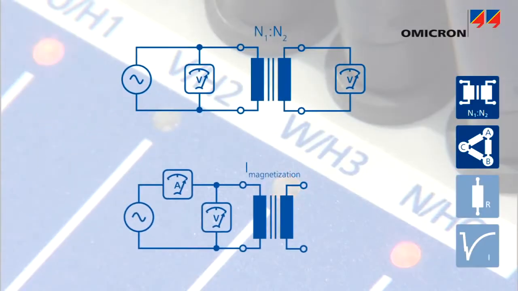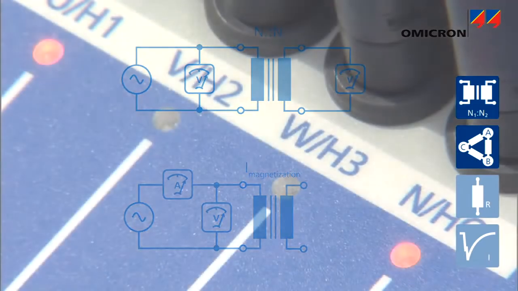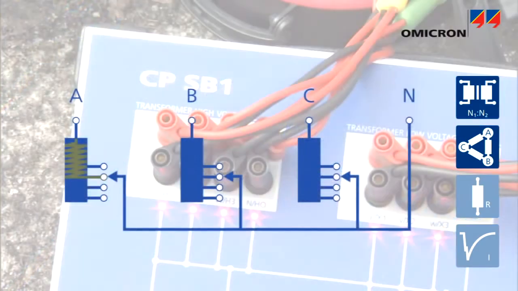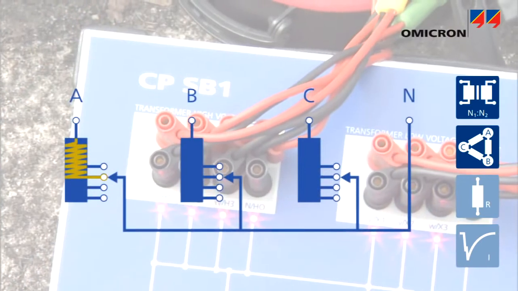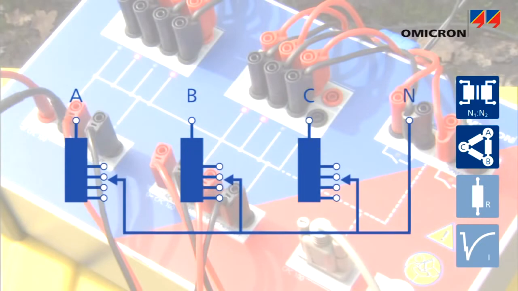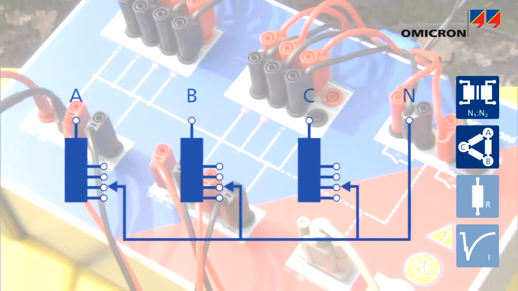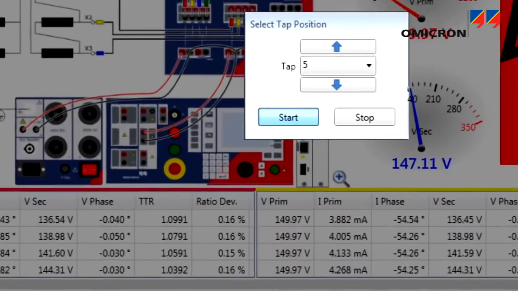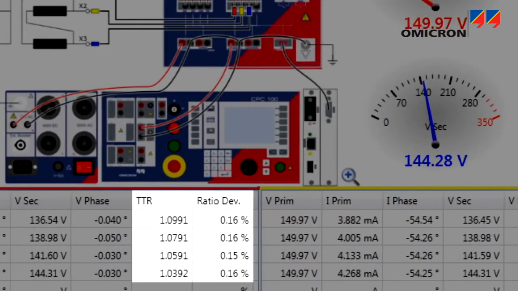When measuring ratio and magnetization current in each tap position, the CP-SB1 switchbox automatically switches to the different phases, minimizing tap changer operation. After measuring the ratio for all phases in one tap position, it operates the on-load tap changer and measures the values for the next tap. The CPC compares the results to the ratio specified for each tap and displays the deviations.